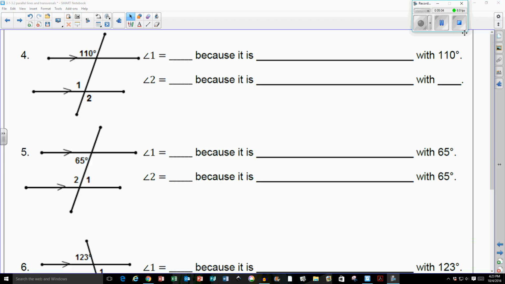All right, sorry about that. Somebody walked in. Okay, so we're going to expand on this a little bit. It looks like part of my notes got deleted.